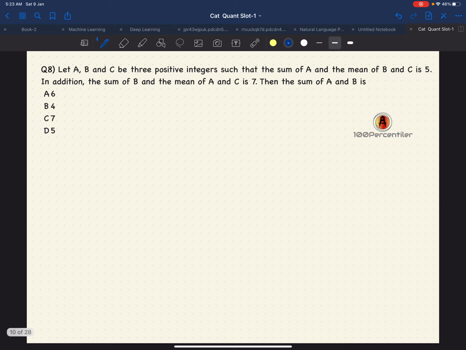Okay, looking at the next question, we are given here a, b and c are three positive integers such that the sum of a and the mean of b and c is 5. So a plus the mean of b and c. So the mean of b and c is what? (b plus c) upon 2. This is given to be 5. Similarly, we are given that the sum of b plus the mean of a and c is equal to 7.